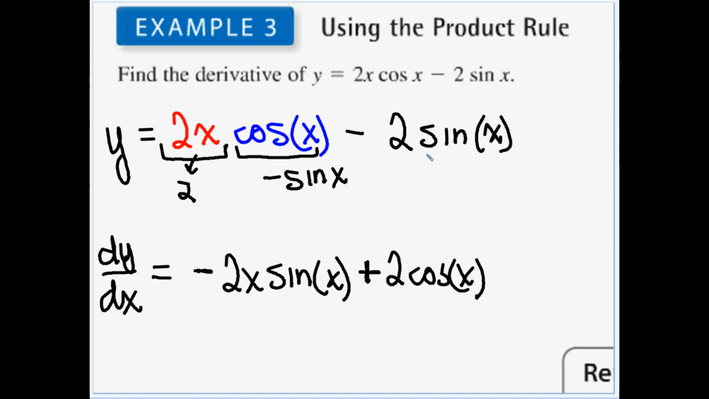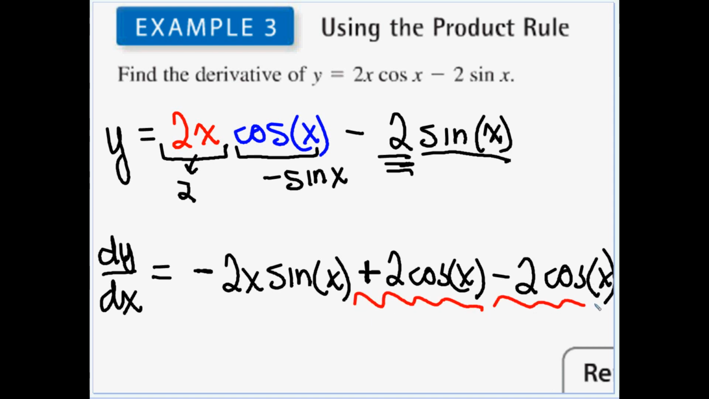And now we've got to derive this sine to cos. And the 2 is just a constant multiple, so the derivative will just be a minus 2 cos x. Ooh, and it looks like we'll have a nice simplification. We've got a plus 2 cos x, a minus 2 cos x. Those are going to combine to 0. And our final answer then is just the minus 2x sine x.